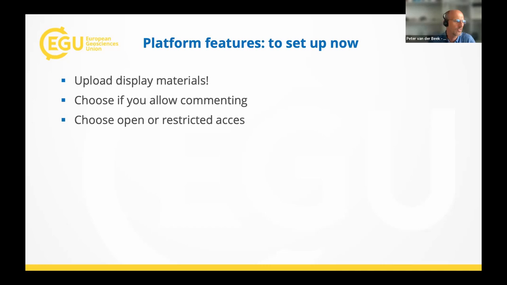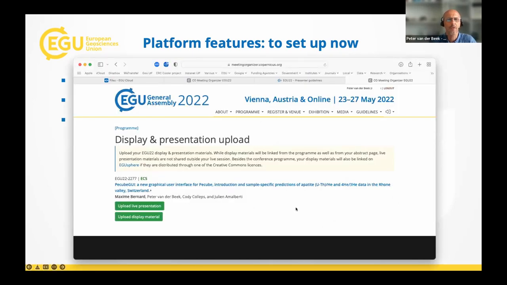If you choose to make them open access, they will be archived in EGU Sphere at the end of the conference and will be available as open access materials, basically perpetually. And so how to do that? Well, very simply, if you go to your abstract management page, so I'm just showing an example for one of mine here, you will see that by simply clicking this button, you can upload the display material, and note that that is different from what we call the live presentation, which is the material that you will use to support your short oral presentation.